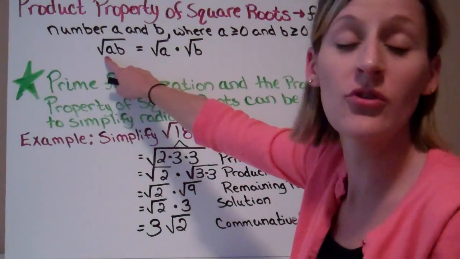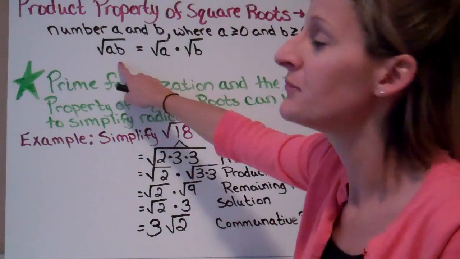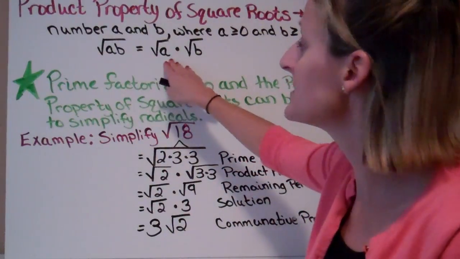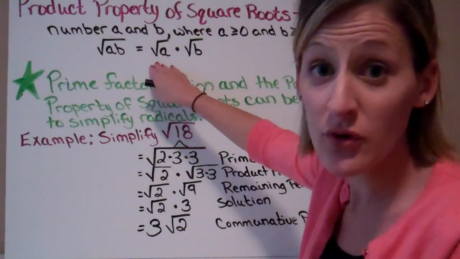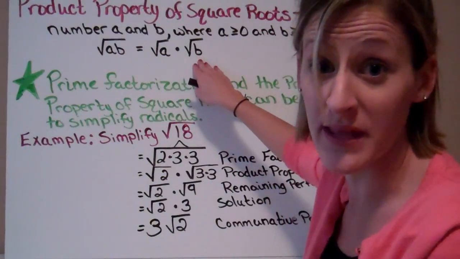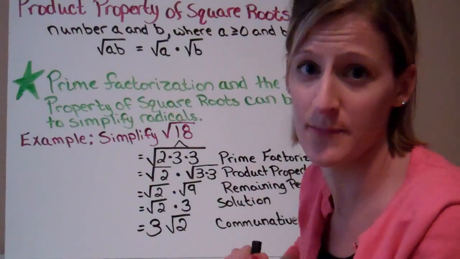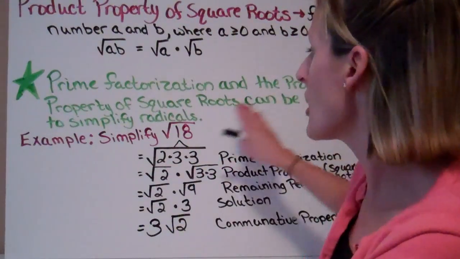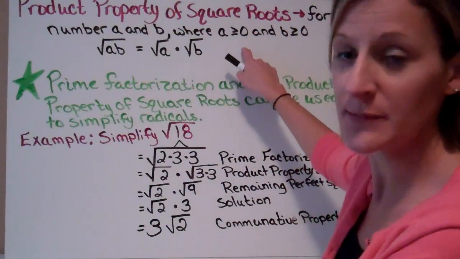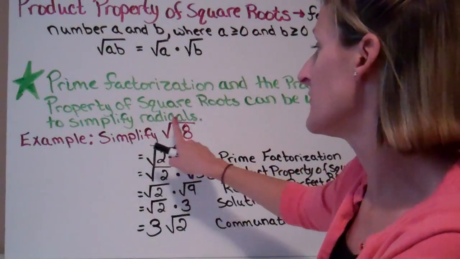So if you've got under the radical sign A times B, then you can split these two up. So it's the square root of A times the square root of B. Alright, so we're going to use prime factorization that you learned back in elementary school and the product property of square roots that you just learned up here to simplify the radicals.